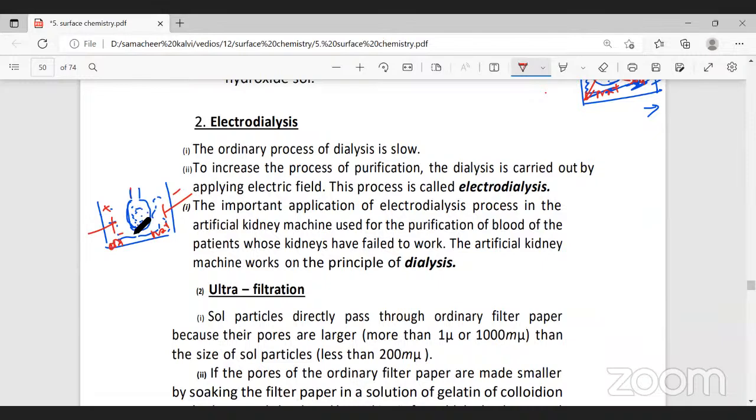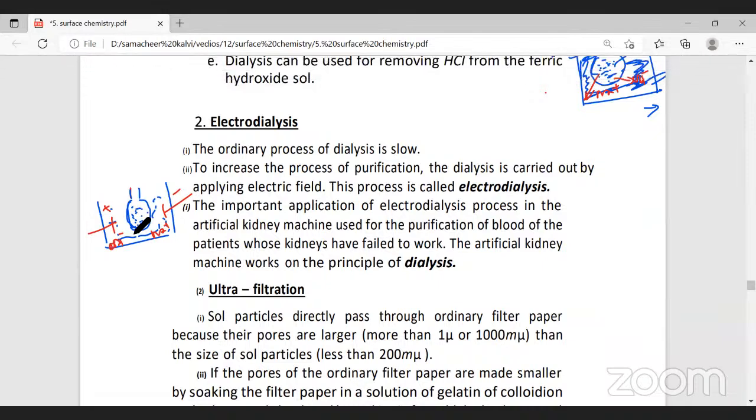And this process is a fast process. The ordinary process of dialysis is slow. To increase the rate of purification, the dialysis is carried out by applying an electric field. The process is called electrodialysis.